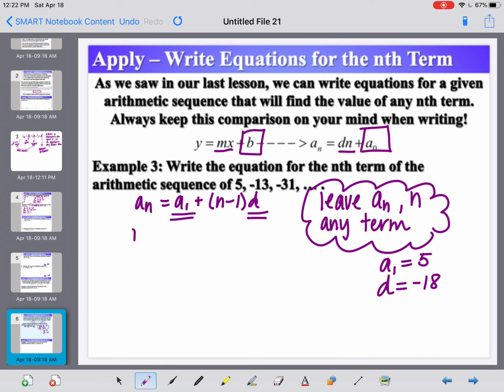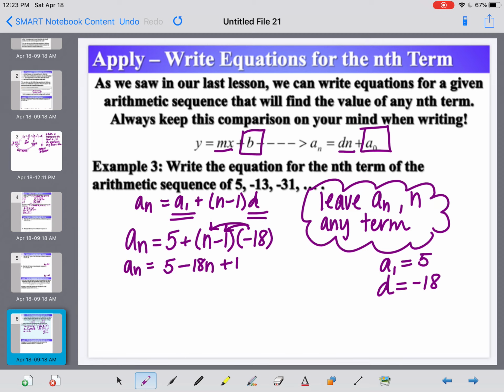So I'm going to plug those into my formula, leaving these a sub n for any term. I can simplify this because I want it to look more like a linear equation, just not using y equals mx plus b. So we're going to distribute the -18 and then we're going to combine like terms.